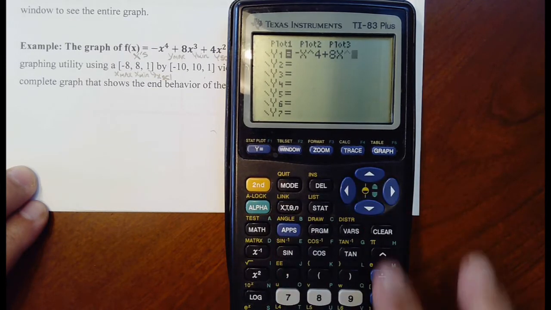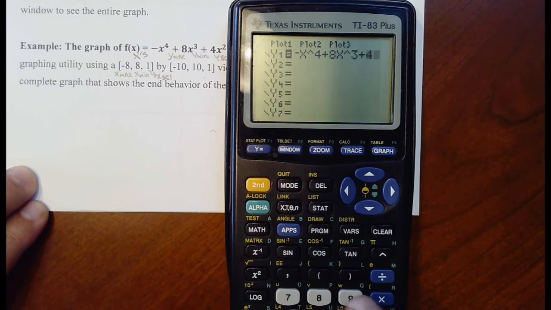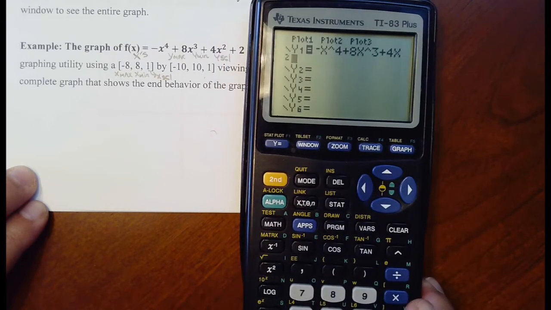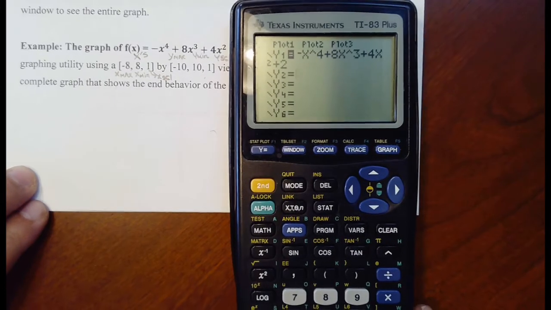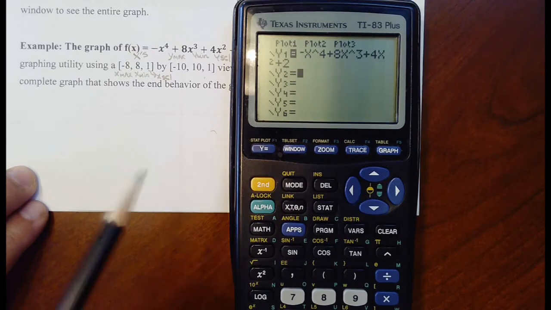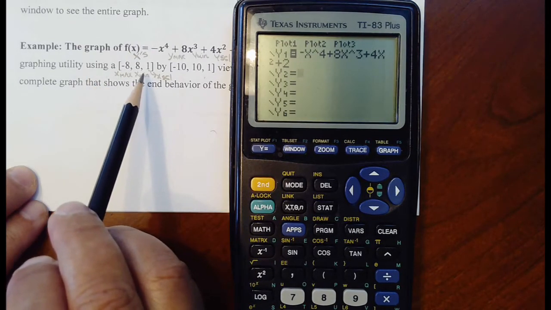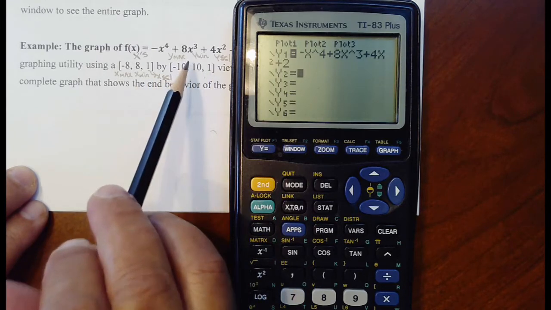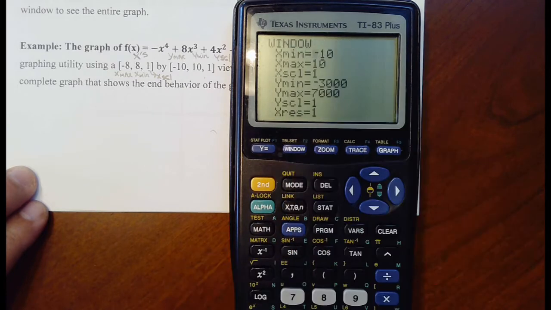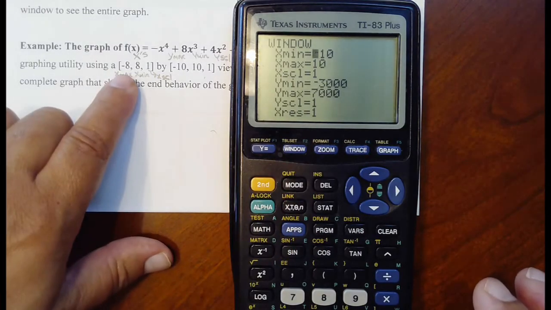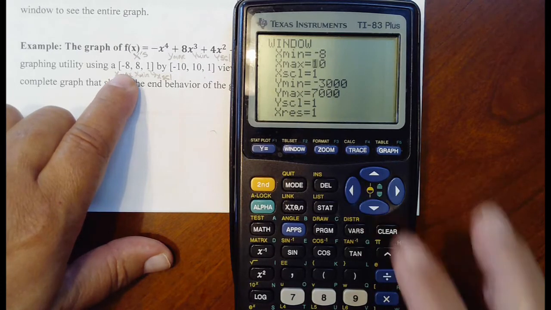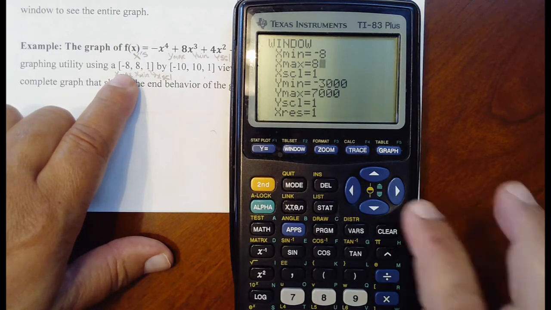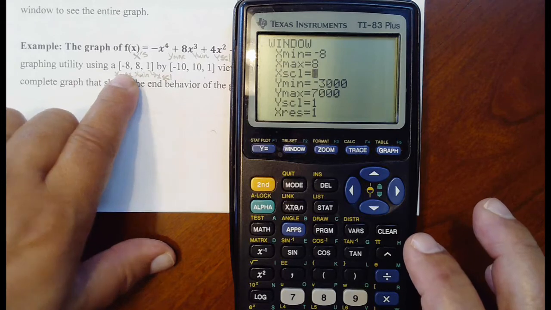We're going to do a negative 8 by 8 by 1 scale on our x's and a negative 10 by 10 and a scale of 1 on our y value. So press window. All right, my x min is supposed to be negative 8. My x max is supposed to be positive 8. And the scale for my x is supposed to be 1. Then come down here, I'm supposed to set the y min to negative 10, the y max to 10, and the scale to 1. Once you're done with that, so that you don't erase any of these selections, press second, quit.